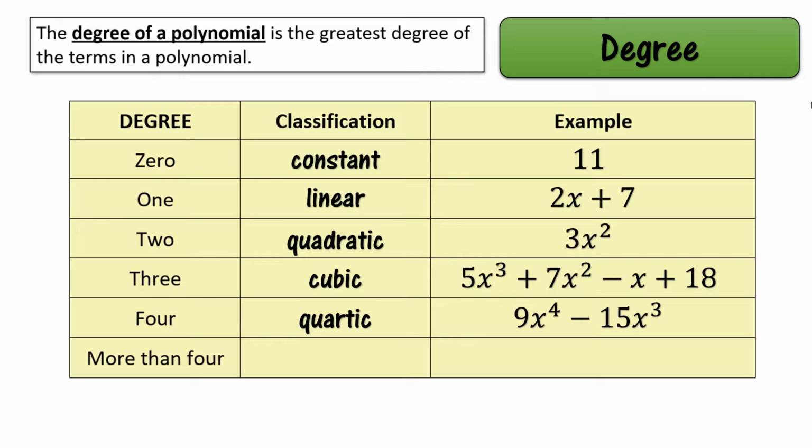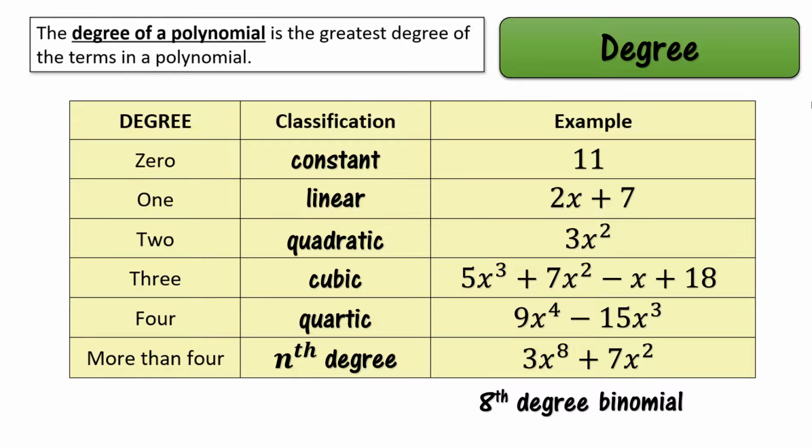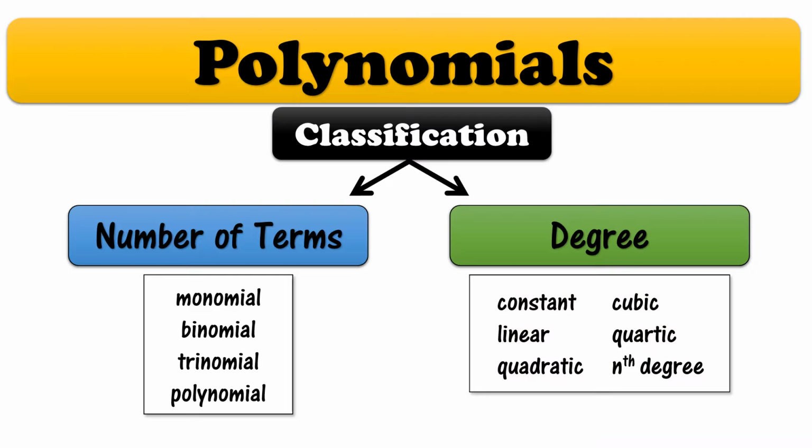Now, just like classifying by term, we could theoretically continue naming polynomials by degree. However, it's unnecessary. For any polynomial with degree greater than 4, we simply refer to it by degree. Here's an example of an 8th degree binomial. To generalize this, we say that any polynomial with degree n is considered an nth degree polynomial. We could have a 5th degree polynomial, a 25th degree polynomial, a 21st degree polynomial. The possibilities are endless. That covers polynomial classification.